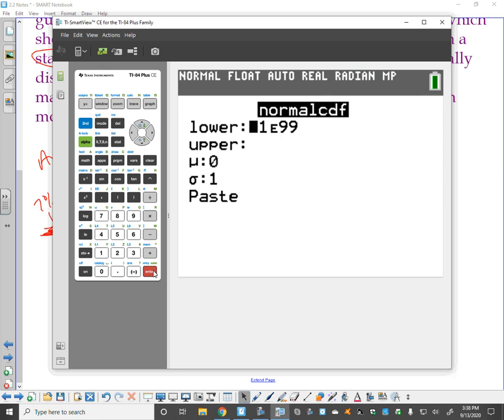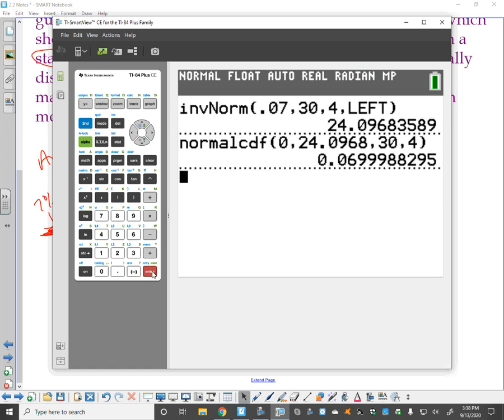And let's see, I'm just going to go from 0 to 24.0968 with a mean of 30 and a standard deviation of 4. 7%. 6.9998, and that 8 would round the 9 up, and then that 9 would round the 9 up, and that 9 would round the 6 up to a 7. So it is 7%. Now please make sure you understand, guys, what I just did, this normal CDF, that's not part of the problem. That's me showing you the relationship between an inverse norm and a normal CDF.